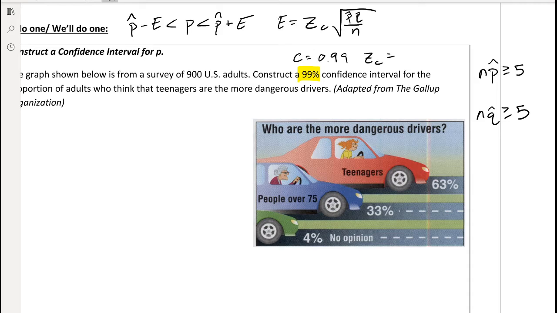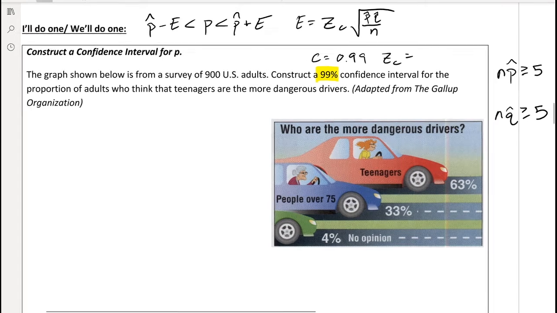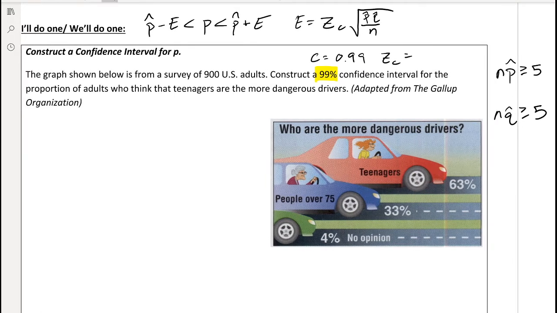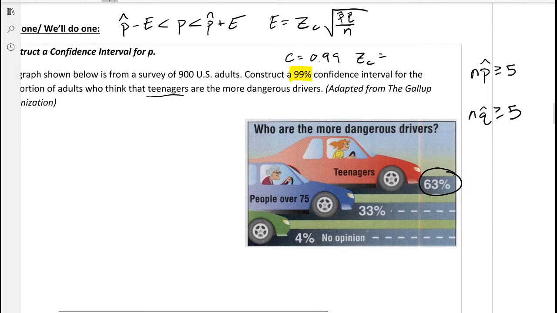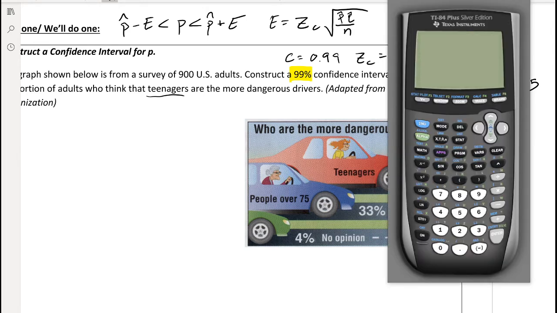My p in this case, the probability of success, is that teenagers are the more dangerous drivers. So the percentage we're looking at here is 63%. That's going to be my p hat. My n is how many people I surveyed, which is 900. So I just need to check, is 900 times 0.63 greater than or equal to 5? I just plug that in my calculator.